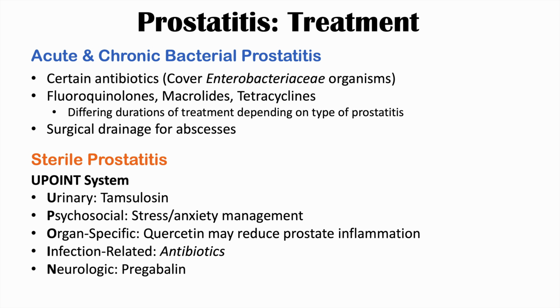N stands for neurologic, so some of the symptoms may be neurologic in origin, so pregabalin may be used as well. And then T stands for tenderness, and this is for therapy for pelvic floor muscles. So pelvic floor muscle therapy has also been shown to help reduce symptoms as well. So these are some of the methods of treatment for sterile prostatitis.